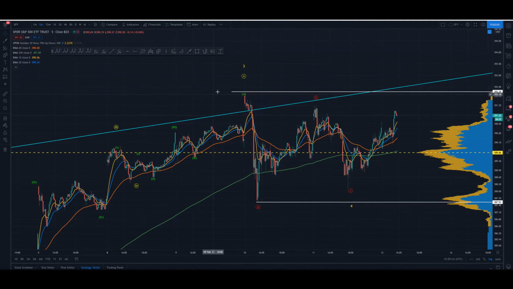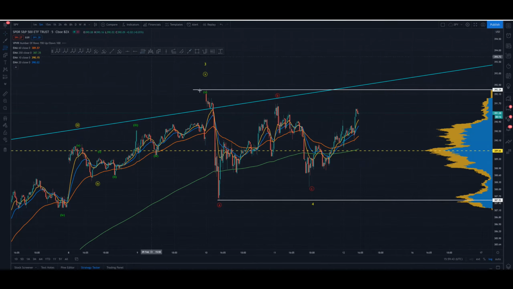So I'm going to count this as an A, B, C to here, flat pattern, and this is a 1, 2, and now we're running up higher. Could be wrong, I suspect that's what's going to happen. We could be bearish, but look how deep this correction is, guys. Already, that's putting me off.